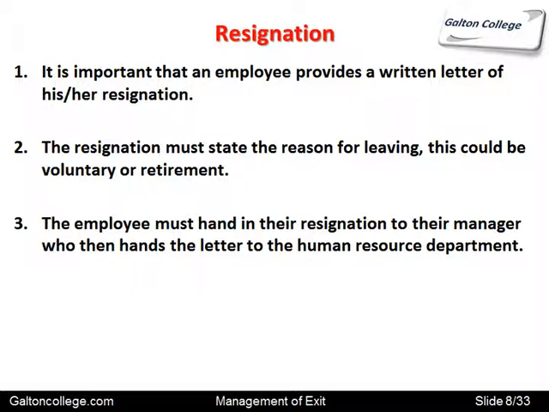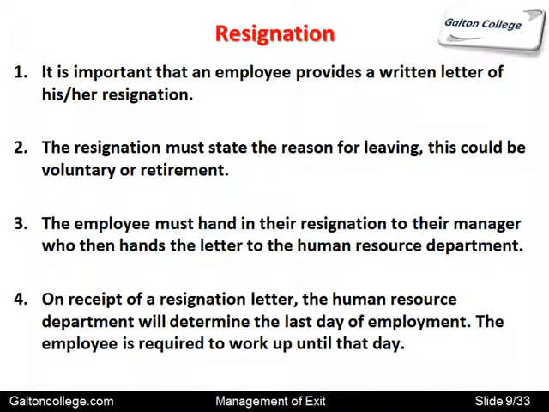And the employee, I should say, must hand their resignation to their manager, who then hands the letter to the Human Resource Department. So everyone is kept informed. The manager knows that the person intends to leave, and the Human Resource Department will take the procedure from there. On receipt of a resignation letter, the Human Resource Department will determine the last day of employment. The employee is required to work up until that day, until the last day.